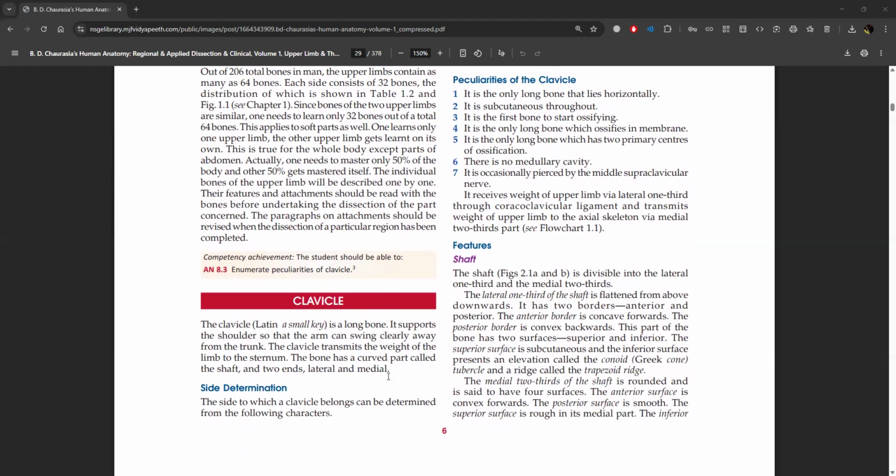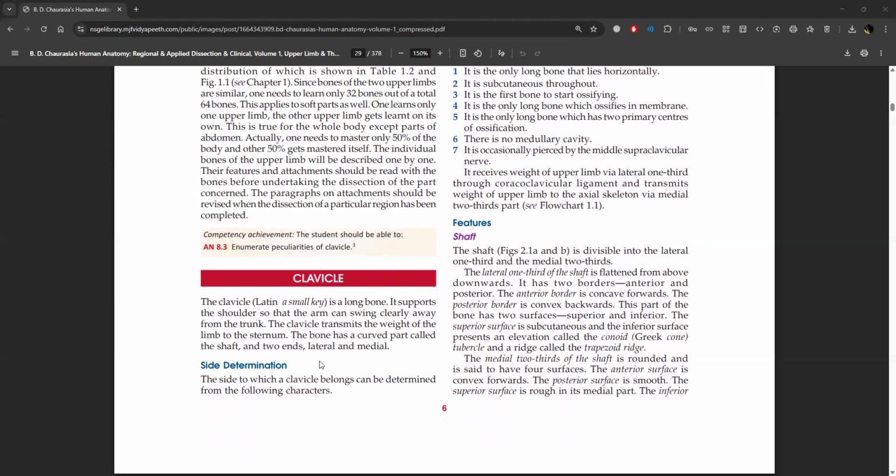Clavicle. The clavicle, Latin for a small key, is a long bone. It supports the shoulder so that the arm can swing clearly away from the trunk. The clavicle transmits the weight of the limb to the sternum. The bone has a curved part called the shaft and the two ends, lateral and medial.